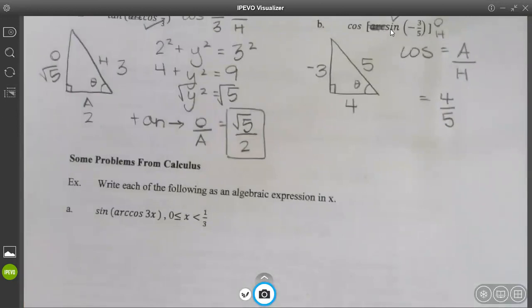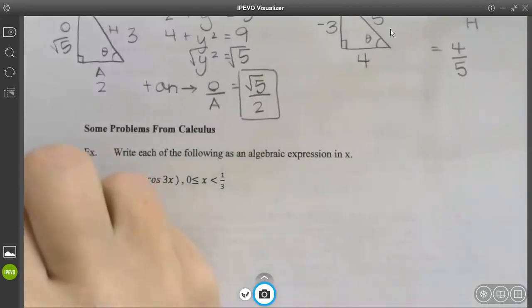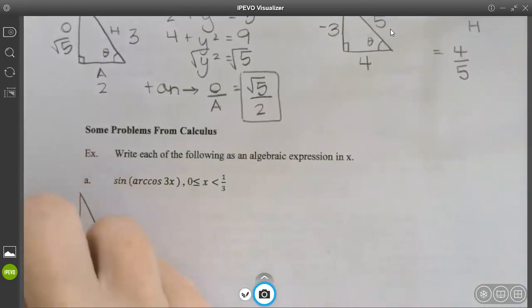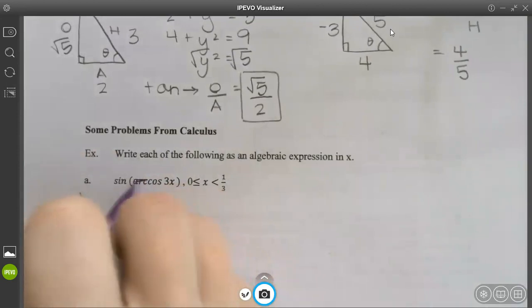Write each of the following as an algebraic expression in X. You're doing the same exact thing. They're just not giving you values. It is the same thing. Okay, so don't take it any different. So we're going to make our triangle. Pick a theta. It doesn't matter which one is your theta. You're going to look at the inside, ignoring the arc.